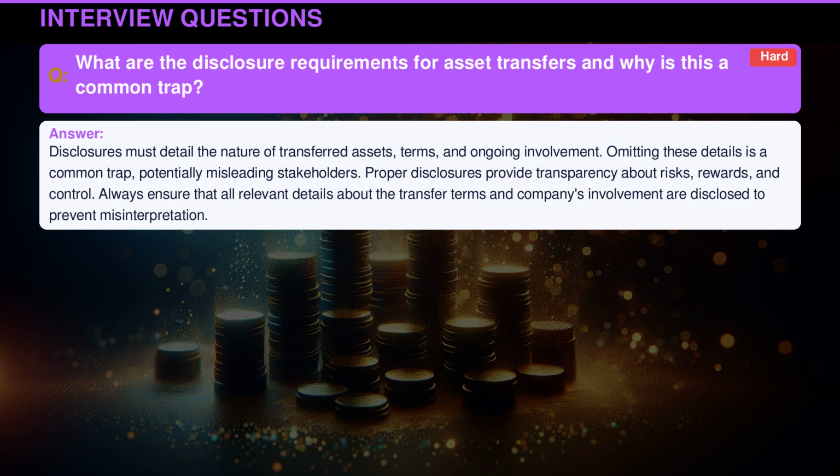Disclosures must detail the nature of transferred assets, terms, and ongoing involvement. Omitting these details is a common trap, potentially misleading stakeholders. Proper disclosures provide transparency about risks, rewards, and control. Always ensure that all relevant details about the transfer terms and company's involvement are disclosed to prevent misinterpretation.